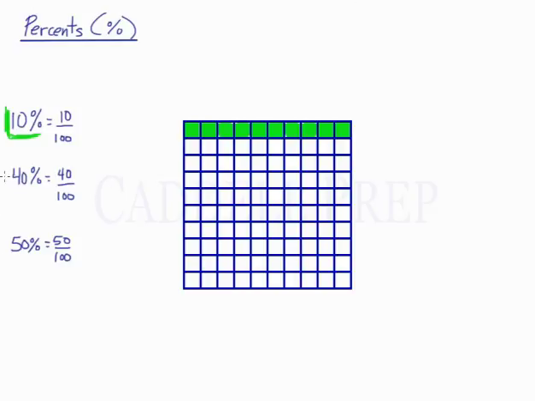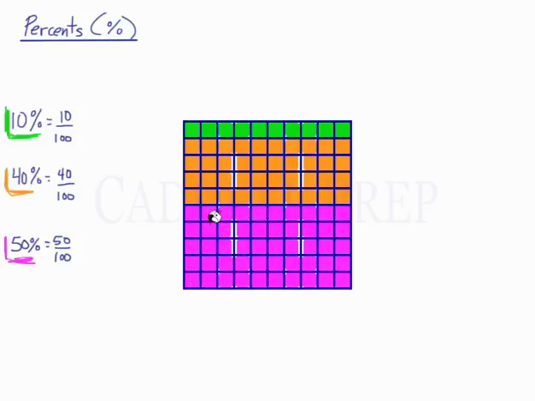I'll make 40% of them orange. So in this case, I'm going to color in 40 of them. So 40% of this shape is now orange. And 50% I'll represent with pink. So I'll color in 50 of these pink. So this gives you a visual representation of how percents work.